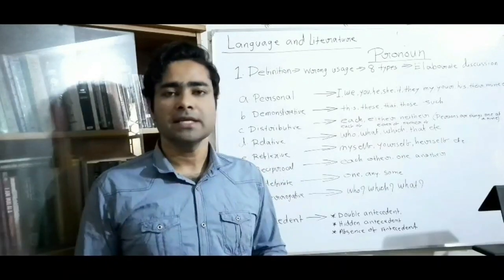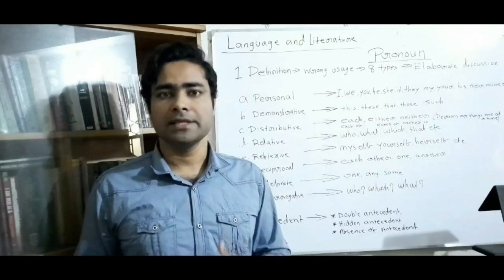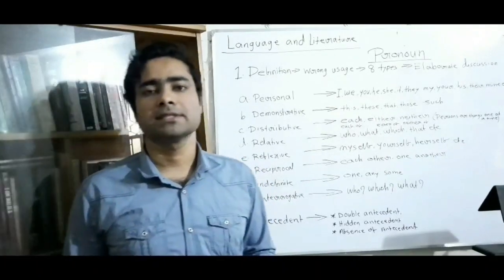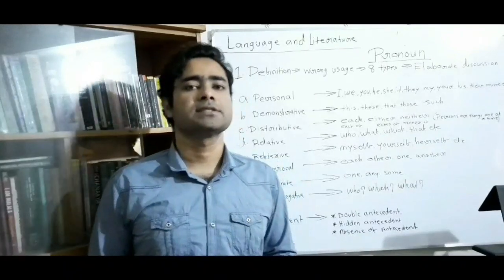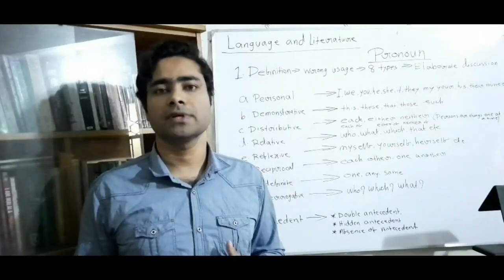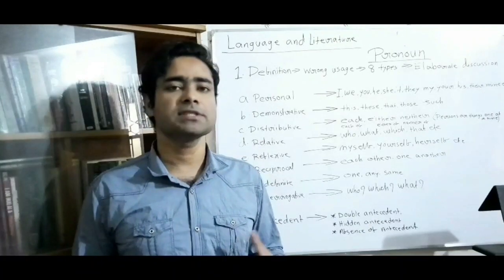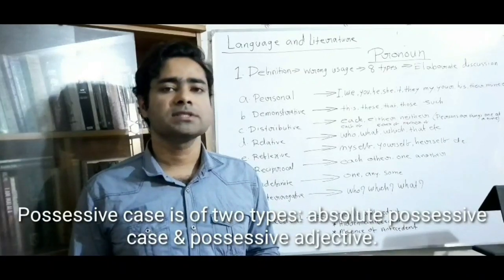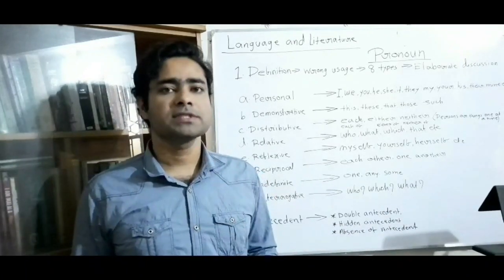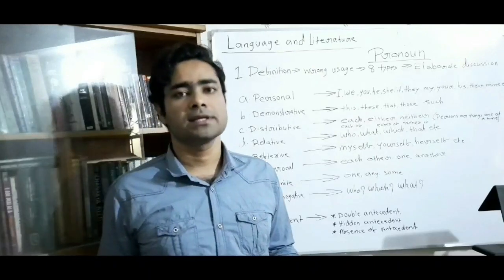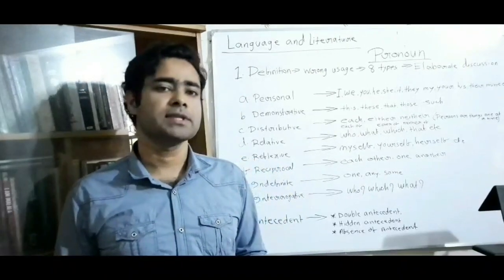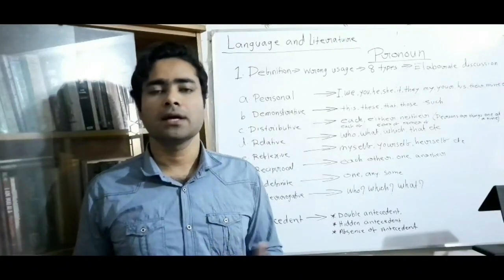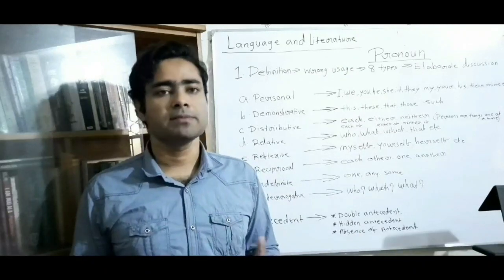On the other hand, he, she, it, they, I, we, you, these are called nominative case because they are used as the subjects in the sentences. And there is another kind of case. It is called possessive case. Possessive case again is of two types. One is absolute possessive case and another one is possessive adjective. Absolute possessive case only works like pronoun, but possessive adjective behaves like adjective. For example, my, your, their, our, his, her, these are called possessive adjective because they behave like adjective.